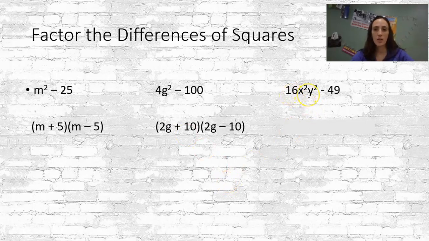Lastly, the square root of 16x squared y squared would be 4xy. The square root of 49 is 7. So I would have 4xy plus 7, 4xy minus 7.